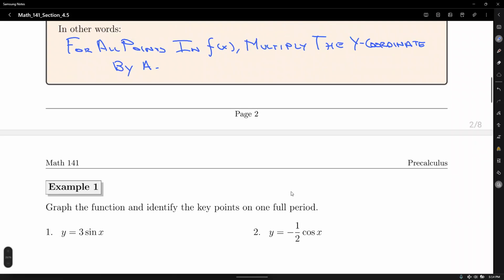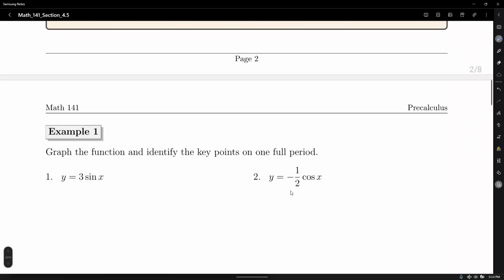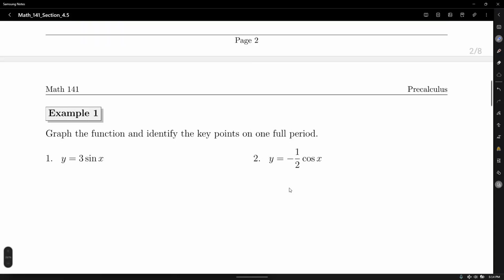All right, so for example, number one, let's graph the function and identify the key points on one full period. Okay, guys, so here's the thing. Every time we graph these trigonometric functions, oftentimes we are expected to graph only over one full period. If you use a graphing calculator such as the TI-84 or any other calculator, it's actually hard to make the graphing calculator graph only one period. It would graph infinitely many periods in the window that you set for your calculator.